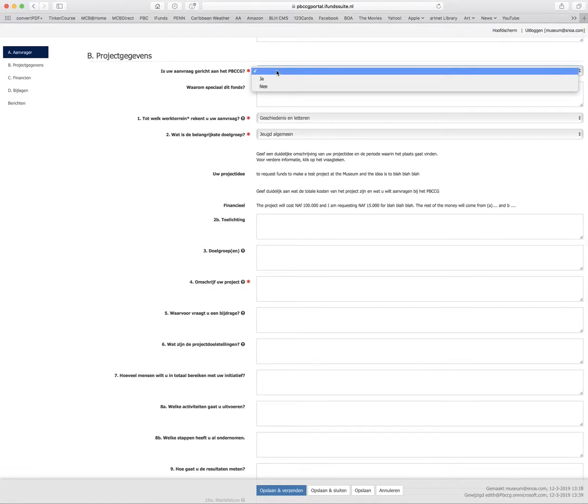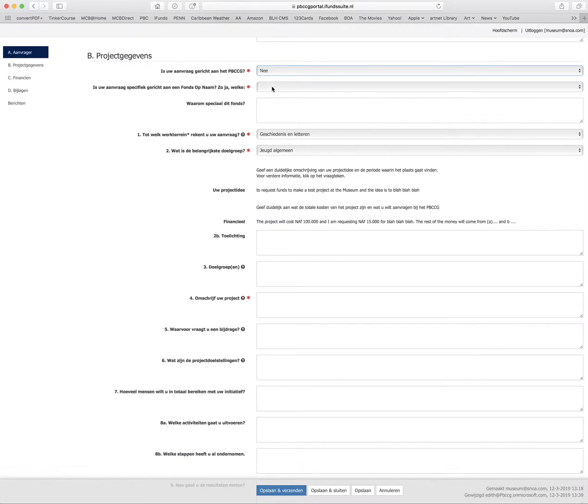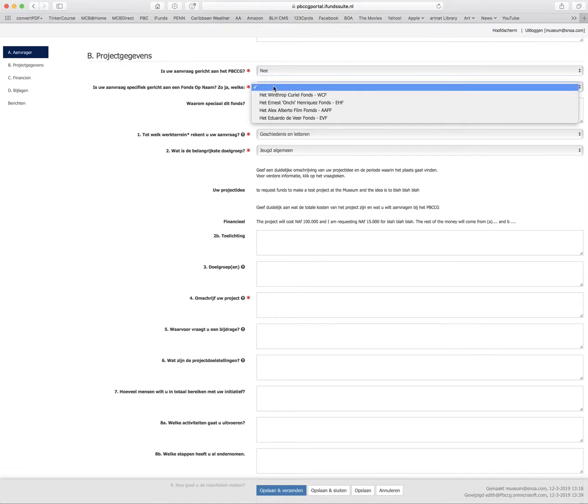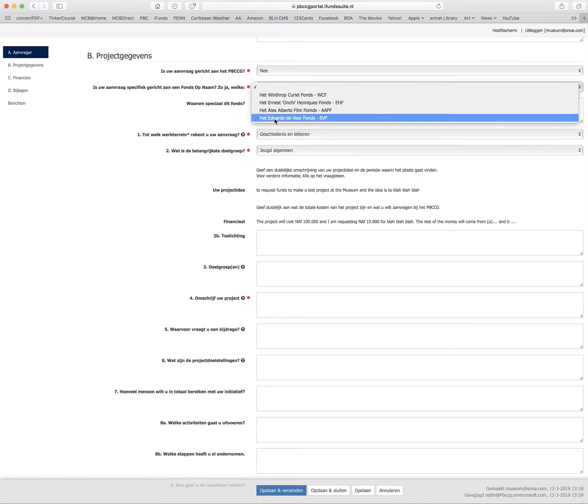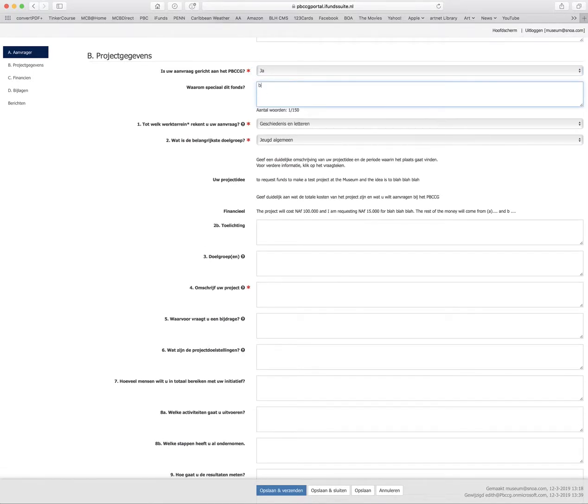So it's going to ask you, are you asking the PBCCG for something? You either say yes or you say no. If you say no, it's going to ask you who you are asking, and there are 4 options here. These are the fondsen op naam that are under our paraplu, and they each have specific information that you would like to be able to fill in. In our case, I'm going to go back, because it is the PBCCG that I'm asking, and I'm going to say blah, blah, blah again. This is why I'm asking.